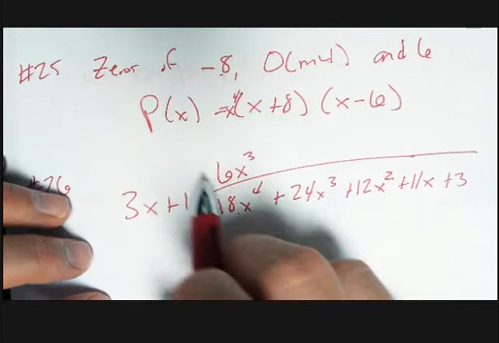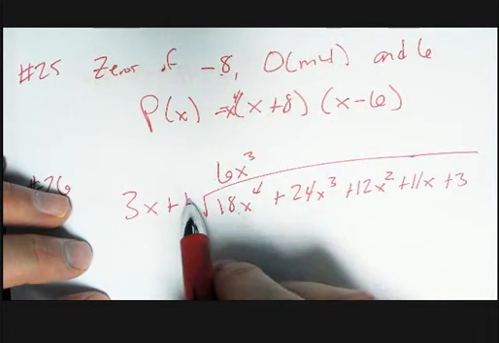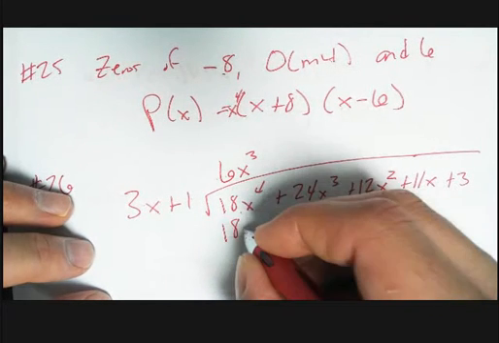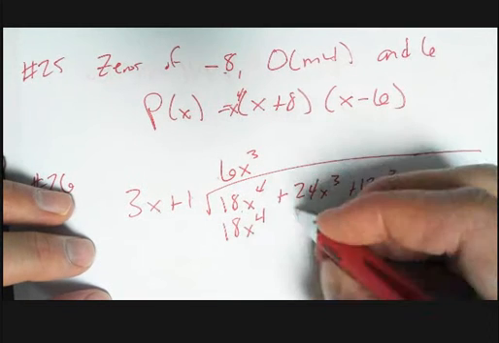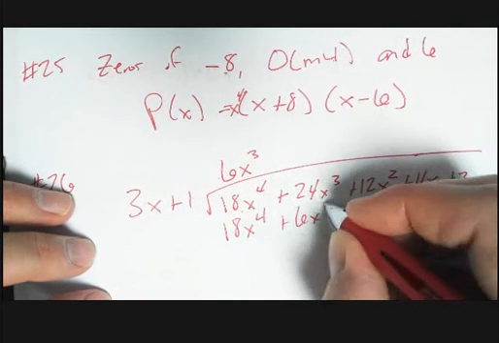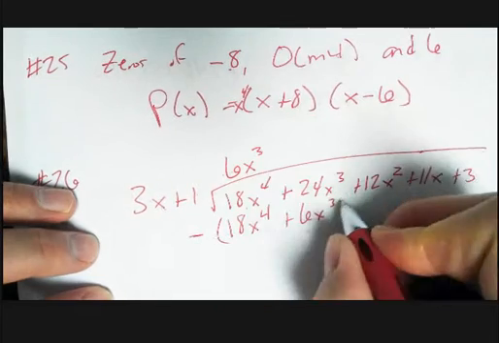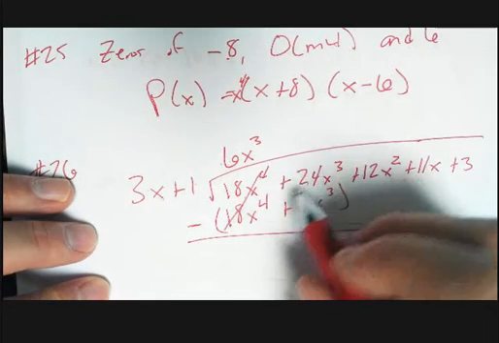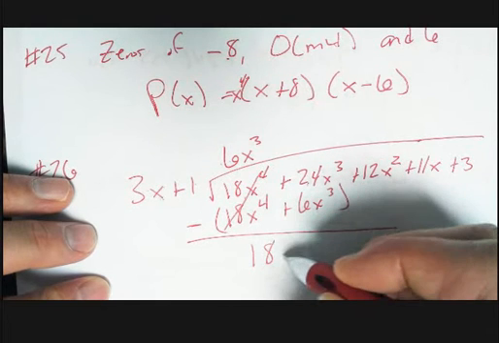Once you get your value, you distribute it to each piece of your factor. So you got 18x to the fourth plus 6x cubed. But we're always subtracting this quantity here. Okay, so those cancel. You get 24 minus 6x squared. That's going to be 18x cubed.